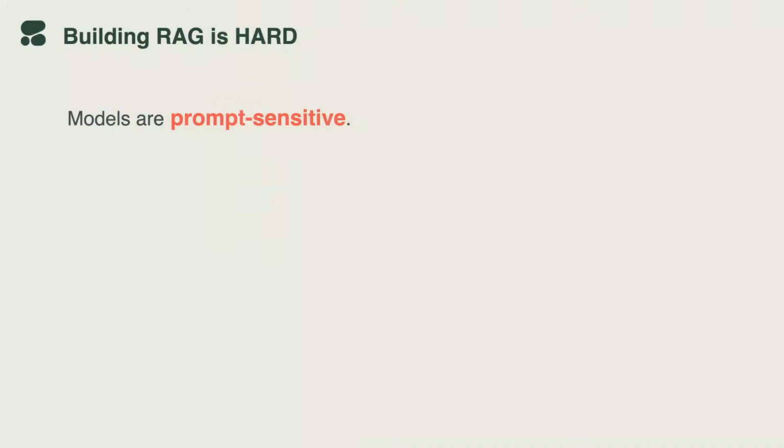Challenge number one is that models are highly prompt sensitive, and when you want to use the model in the RAG context, you need to prompt it to not only look for the information, but also know where to look and know how to differentiate between the conversation history that the model has with the user and the retrieved information. It's not a trivial task.